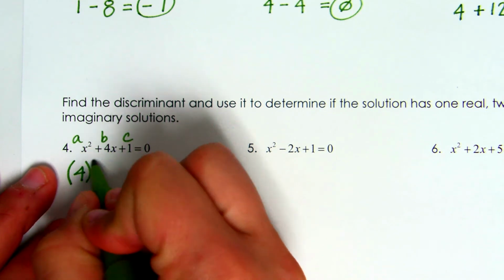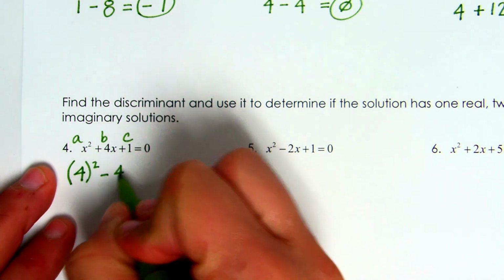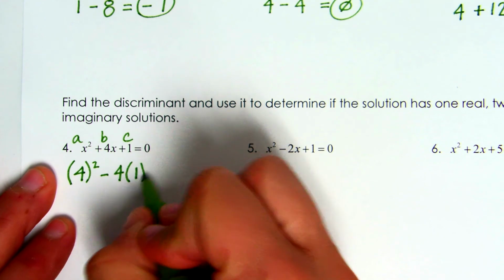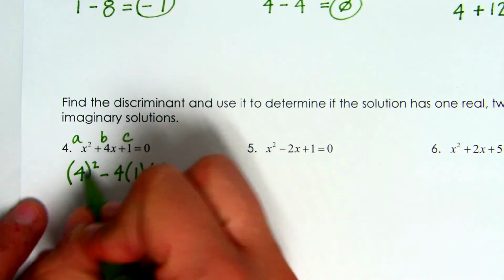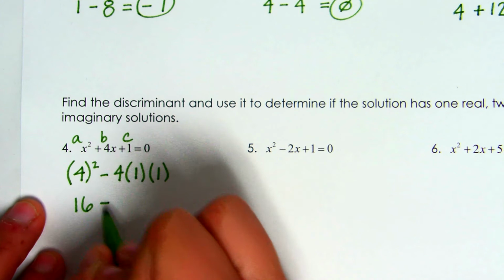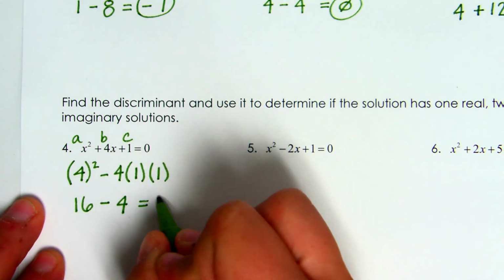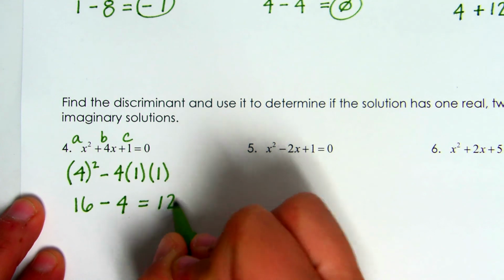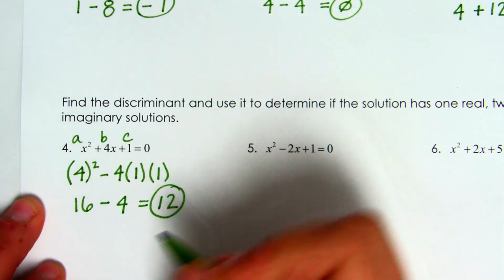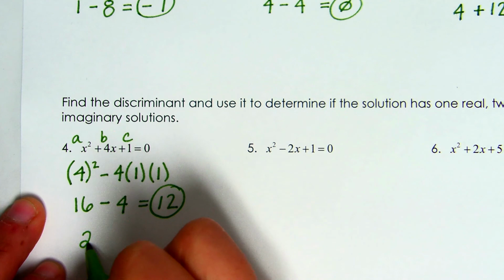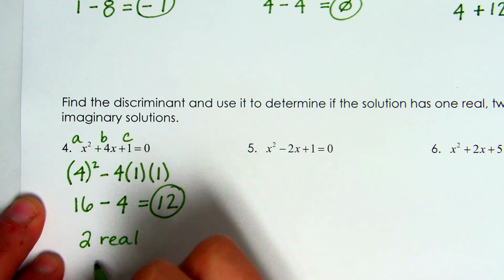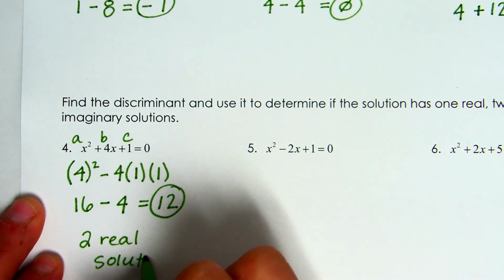B is 4 squared minus 4 times a is 1, c is 1. 4 squared is 16 minus 4 times 1 times 1 is 4. 16 minus 4 is 12. 12 is a positive number. Positive number means 2 real solutions.